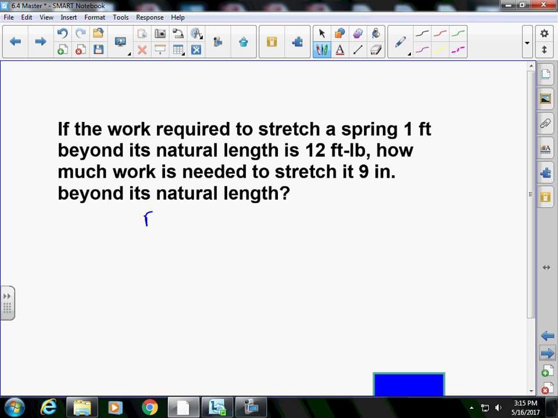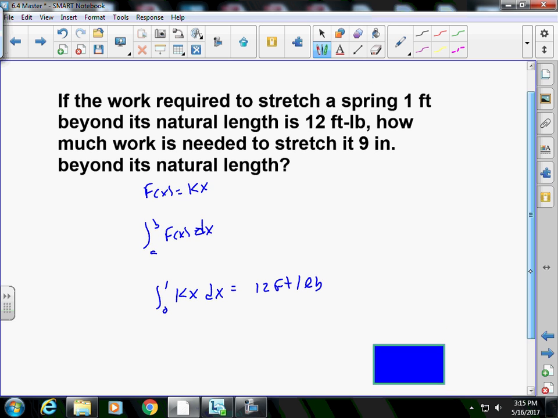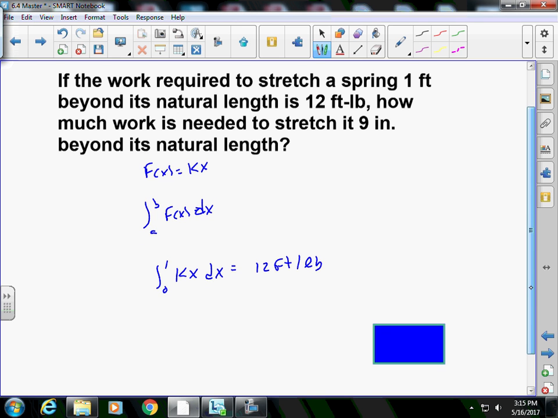So we know that f of x is equal to kx. So we know that the integral from a to b of f of x dx is the function we want. Well, we don't know k because we only know some information. So we know we're going to go from 0 to 1 of kx dx, but we do know that that's equal to 12 foot-pounds. Right? So it's the work required to stretch a spring 1 foot beyond its natural length. So we're trying to find out the function.